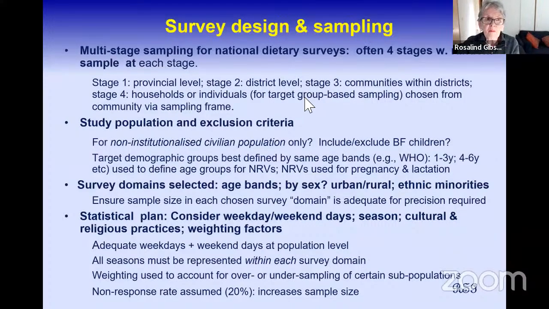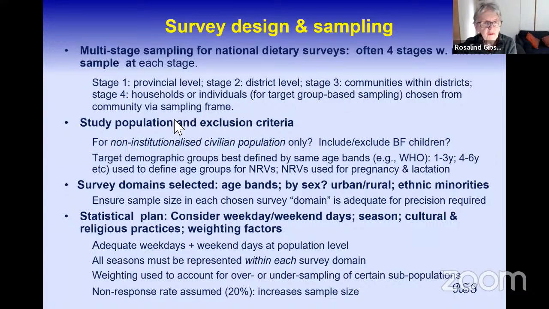First of all, multi-stage sampling. In most national dietary surveys, such as the US NHANES and in New Zealand, they have multi-stage sampling divided up into 4 stages, with a random sample at each stage. The first stage is at the provincial level, the second stage at the district level, the third stage, communities within the district, and finally, the 4th stage can be households if they're interested in a household survey, or individuals if they're interested in a target group-based sampling for preschool children, for example, or women of reproductive age.